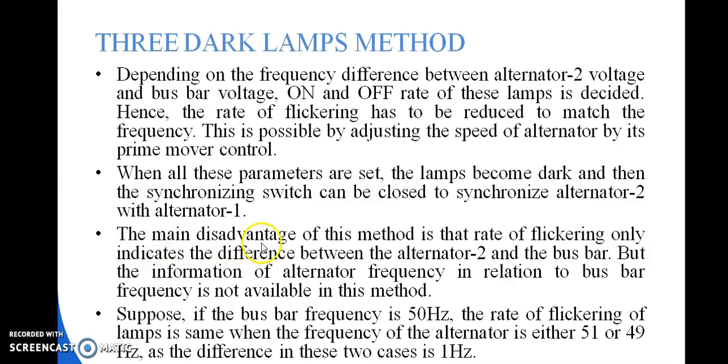The main disadvantage of this method is that the rate of flickering only indicates the difference between alternator 2 and the bus bar.